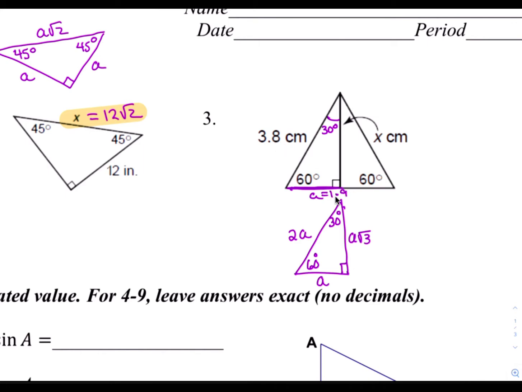And so if A is 1.9, then we can figure out the longer side, because that is simply A multiplied by the square root of 3, as we see here. So 1.9 is A. That means this side here is 1.9 times the square root of 3 for this vertical side. So the answer is 1.9 square root of 3.